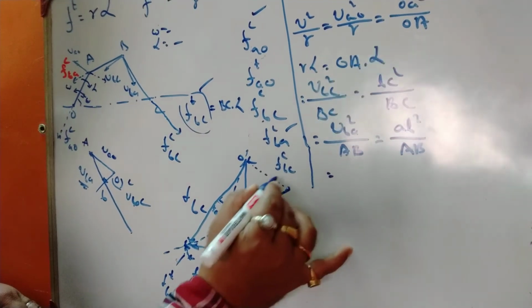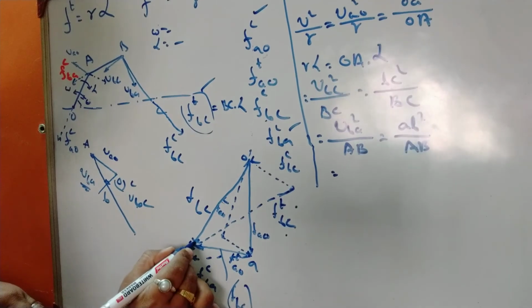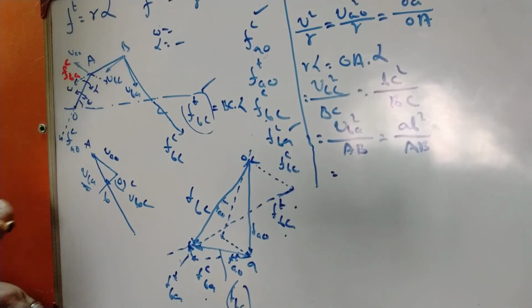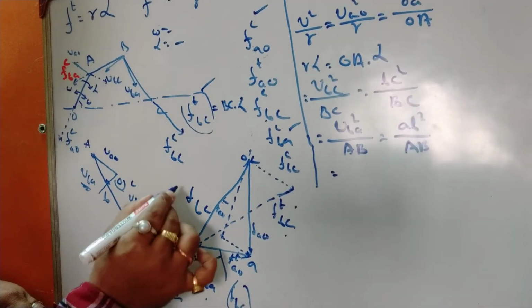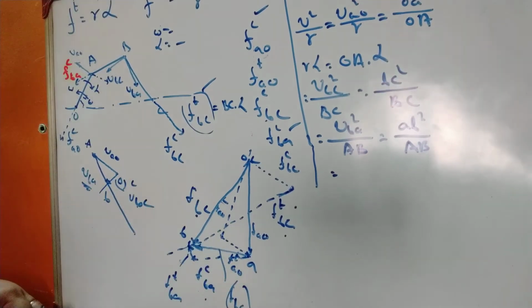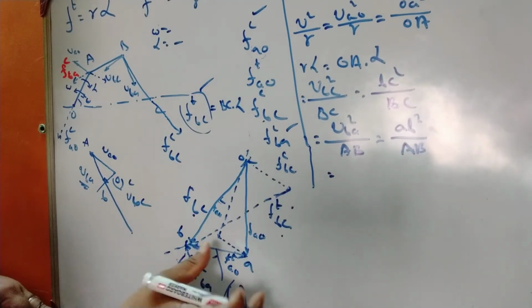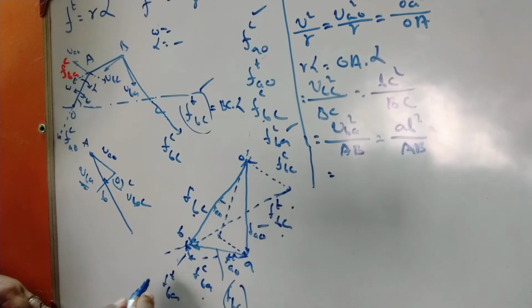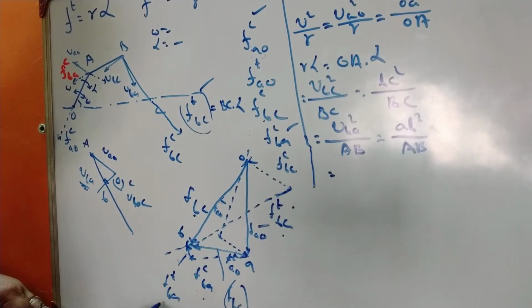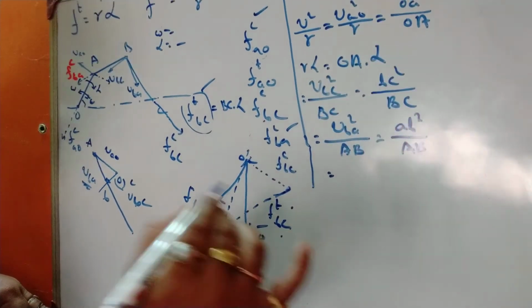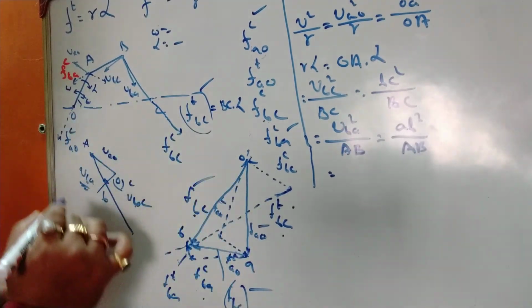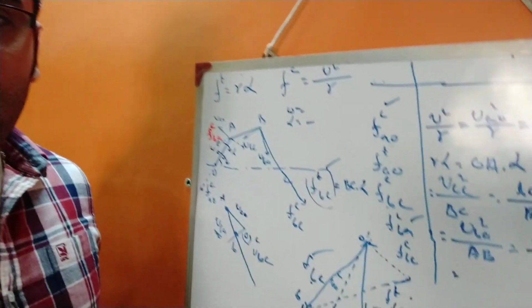This is my tangential component. This is my centripetal component. When we join this point, this is the point B. We'll get the tangential component of B with respect to C. So now we can calculate the acceleration of B with respect to A, and we can calculate the acceleration of B with respect to C. So we have calculated all the accelerations of the four links.